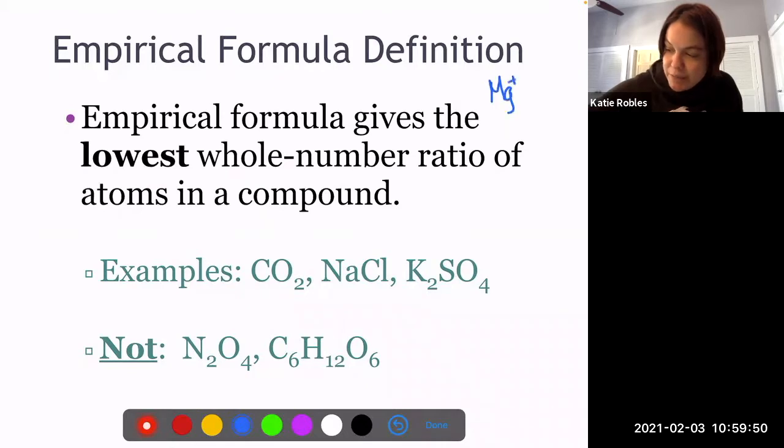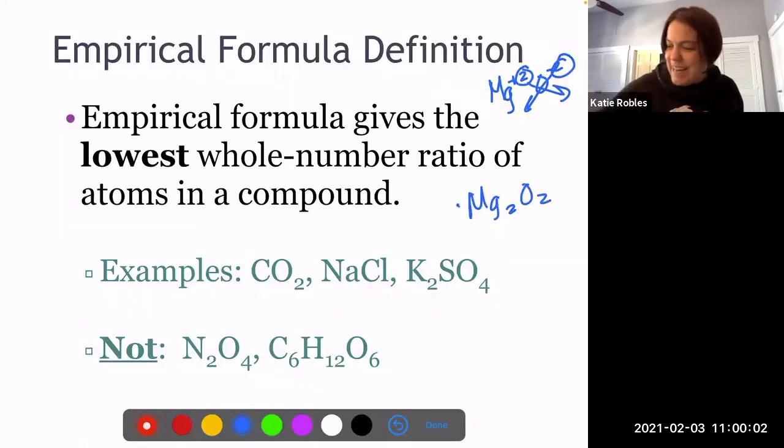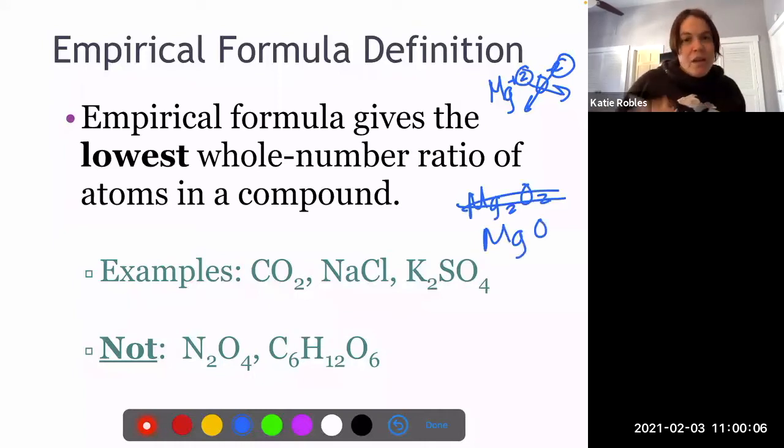We took magnesium with a +2 charge and oxygen with a -2 charge. And you may have learned the crisscross method. And I might have had people that wrote Mg2O2. And I said, no, you can't write that. You gotta make this MgO. Okay. That's because every ionic compound is an empirical formula. It is the lowest whole number ratio of atoms in the compound. So NaCl is an empirical formula and K2SO4 is an empirical formula, and that just kind of automatically happens.